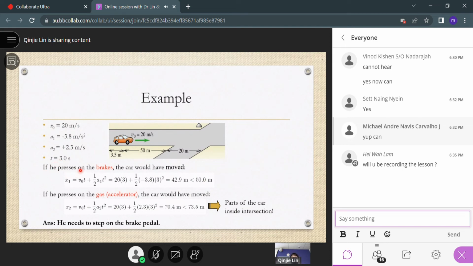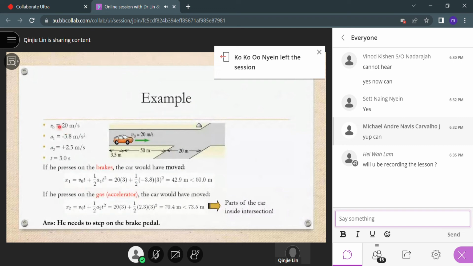So we look at different scenarios. One is if he presses on the brakes, we want to find out how far would the car have moved. So we will go and find the correct kinematic equation for us to get the value. Right? Look at what info you have, and see what else you want to find. Okay, so in this case, we will be using this equation. This is our S equals to UT plus half AT squared.